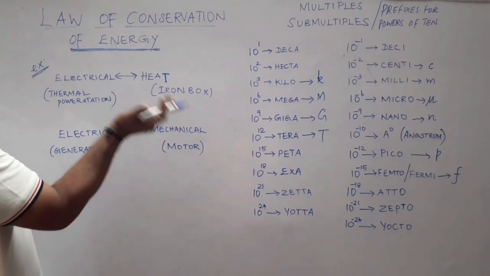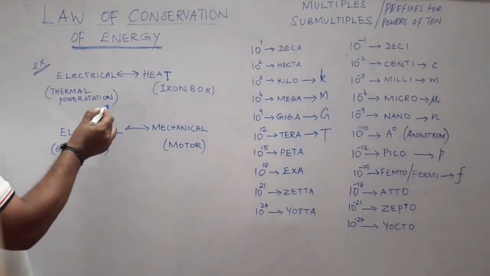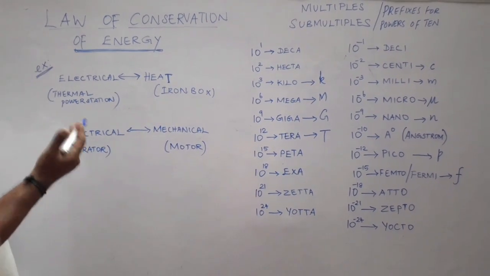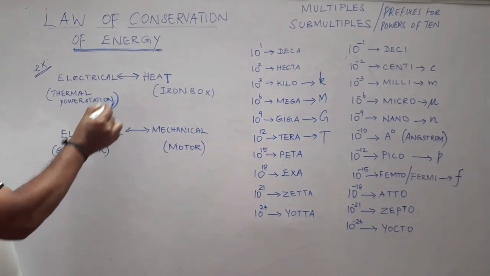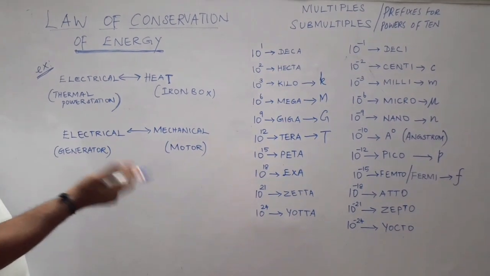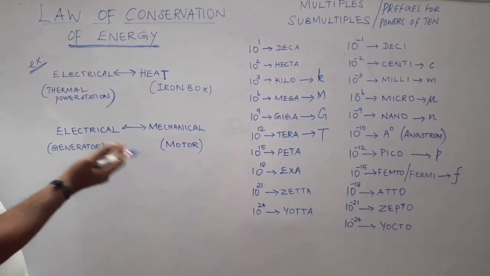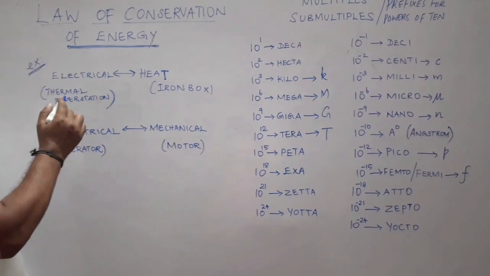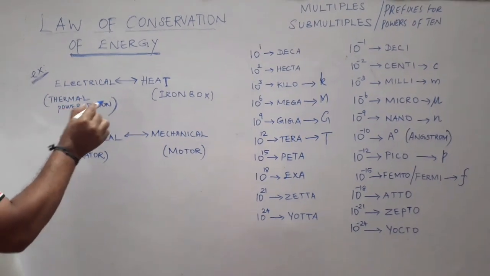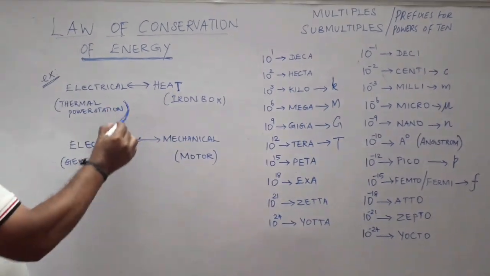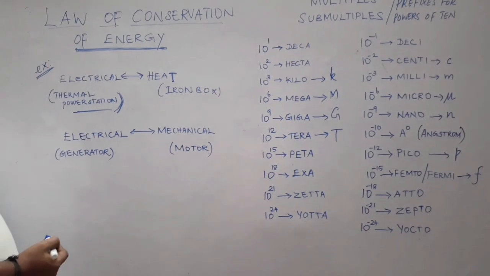Similarly, heat energy can be converted into electrical energy. That's what is happening in the thermal power station. We are generating electricity with the help of heat. We are burning the coal. From the burning of coal, we are getting heat. That total heat is converted into electrical energy. That's what is happening in thermal power stations.